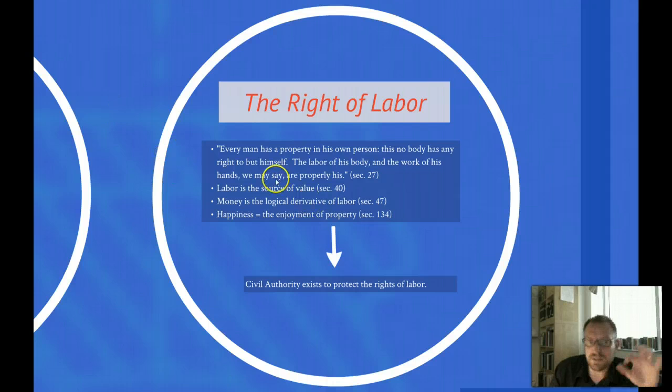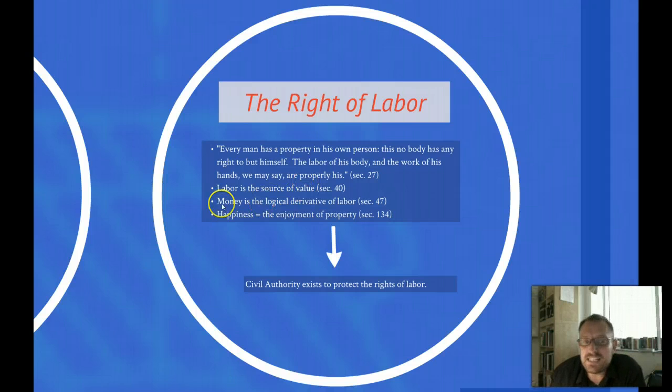Now, labor, additionally, is the source of value. And that comes in section 40. We'll see this is pretty important, and this idea gets picked up eventually, a couple centuries later, by none other than Karl Marx. But labor functions as the source of value. Now, money, of course, is just the logical derivative of labor, because as soon as I make my table, I can switch my table out for money, and that money, the cash in my hand, is just a stand-in, if you will. It's just a symbol for the labor I have used in the world.